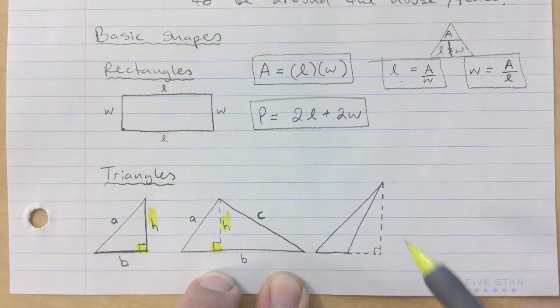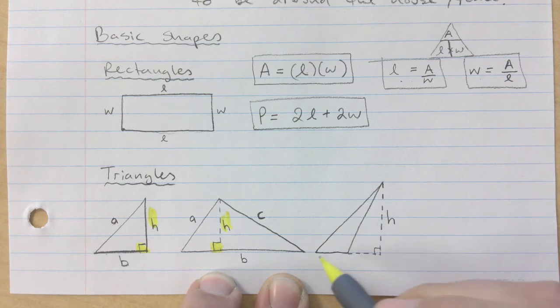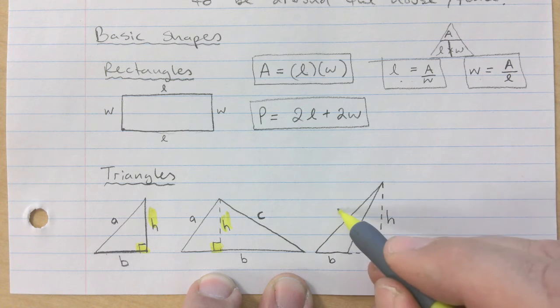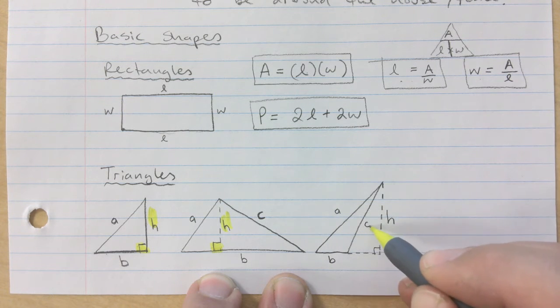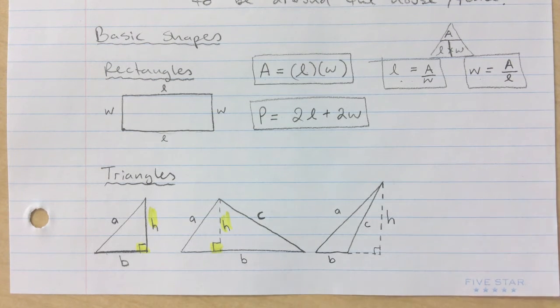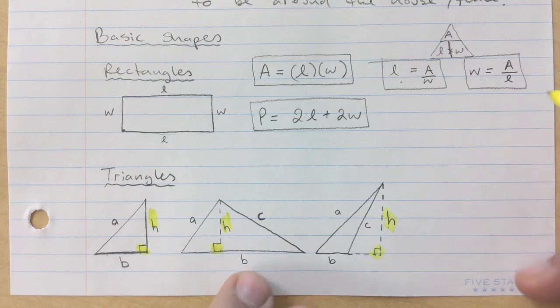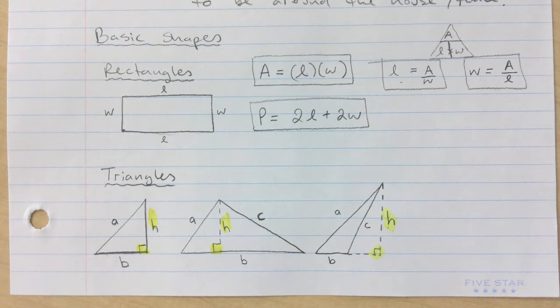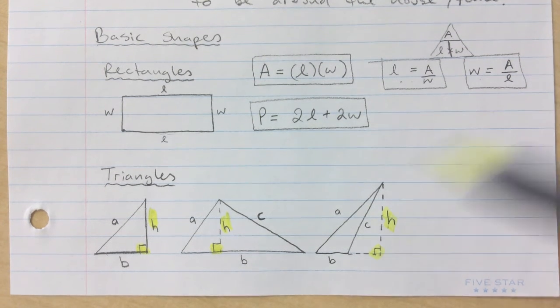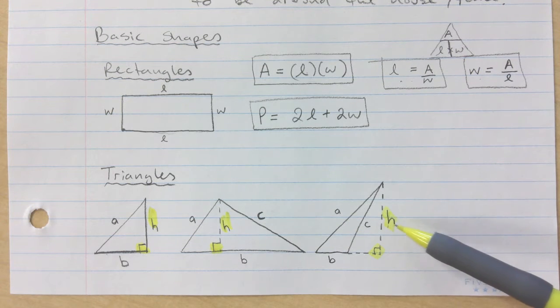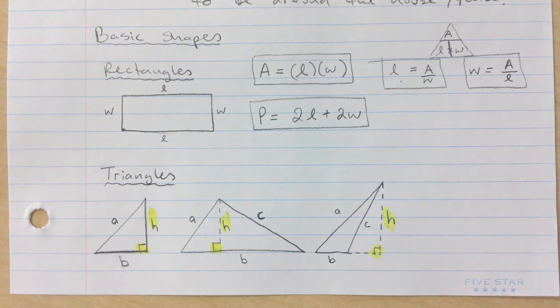Because the height still makes a 90 with the ground, we're still going to call this our base, and this is going to be A and C. And notice again that the height makes a 90 with the ground. So part of the triangle, inside the triangle, outside the triangle, right? The height can kind of be everywhere as long as it makes a 90 with the ground.